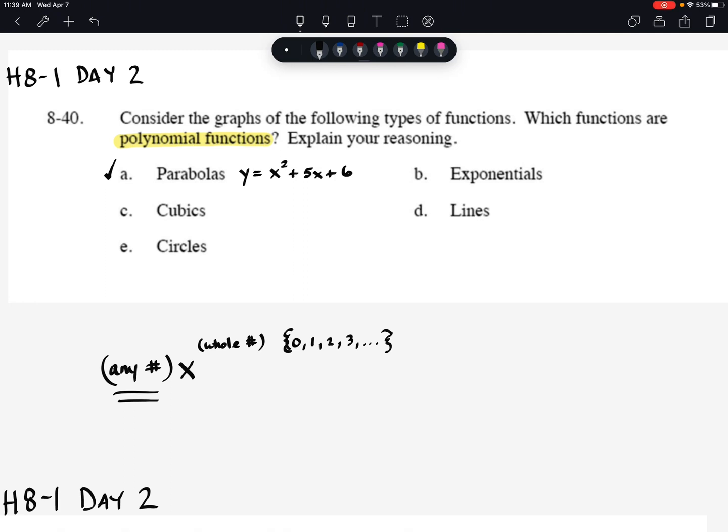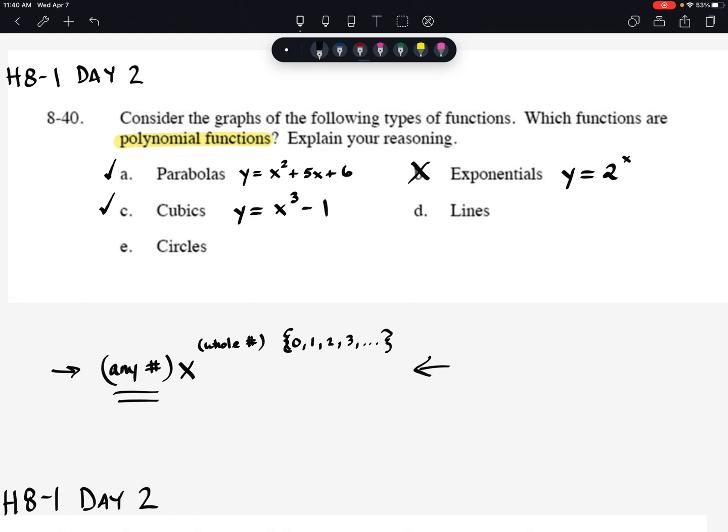When we look at b, an exponential, right? An exponential would look something like y is equal to 2 to the power of x. And this already does not meet this definition down here because we cannot have x up in the exponent. So in this case here, exponentials are not polynomial functions. Cubics, definitely. We could say y is equal to x to the third, right? Let's say even like minus 1, if you just wanted an example. Okay, so because each term can be written in this form down here, we know that cubics are polynomial functions.